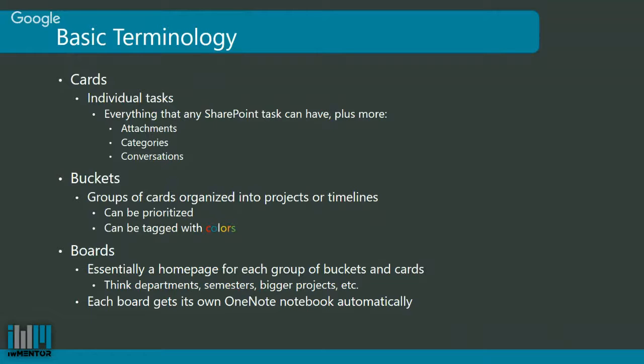Cards are then organized into what they're calling buckets, which are basically groups of cards organized by a single project or a timeline or something like that. They can be reordered. They can be prioritized. You can tag them with pretty colors. Lots of colors in Microsoft Planner. It's kind of cool. So that's the buckets.